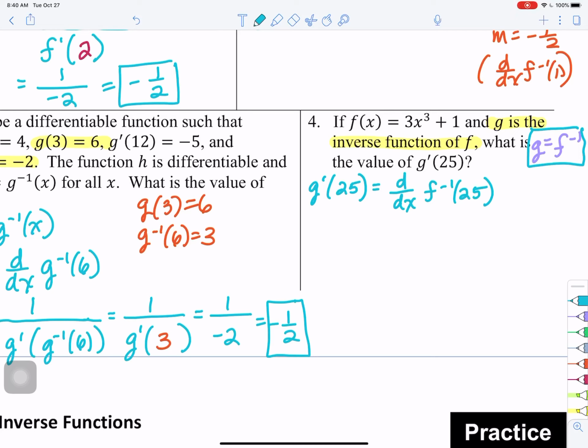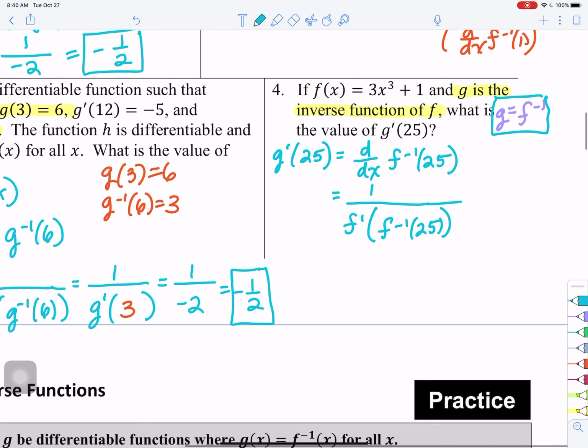Okay, we're ready to write our formula? That's equal to 1 over f prime of f inverse of 25, okay? If you write your formula, it won't be as confusing. And now we need to go find that. 1 over, we're going to write f prime on the outside, and now we're going to find out what f inverse of 25 is, and you're probably thinking, oh my gosh, how am I going to find that?